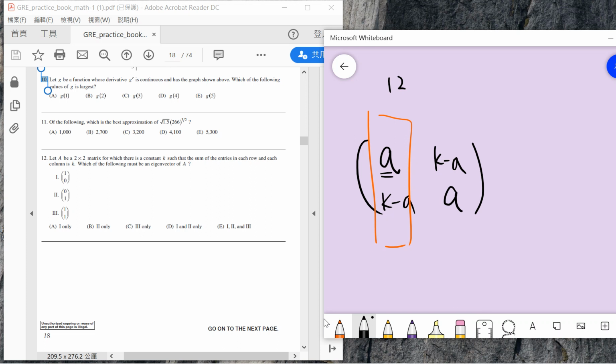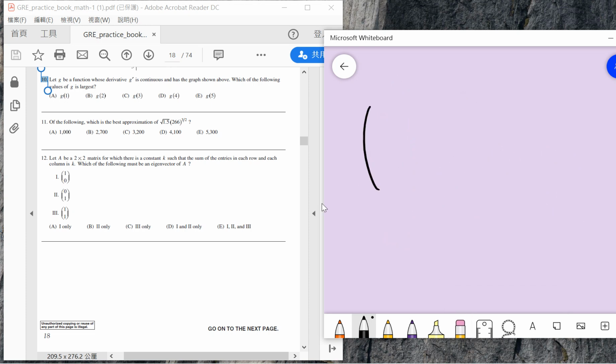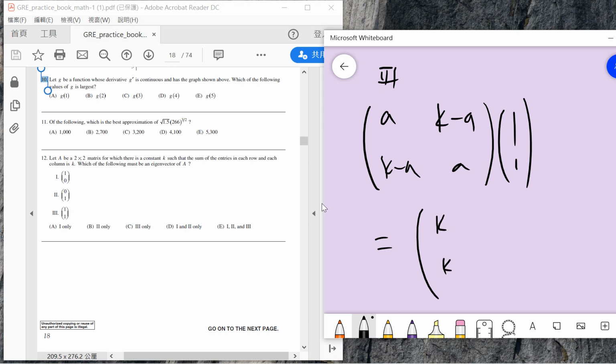So which one is the eigenvector? For this one, we check that (1, 0) goes to A and K minus A, which is not proportional to (1, 0). So by symmetry, 2 is impossible. So we can check the third: A plus K minus A, then K minus A plus A. We get K, right? So this is K times (1, 1). So the answer is C, only the third.